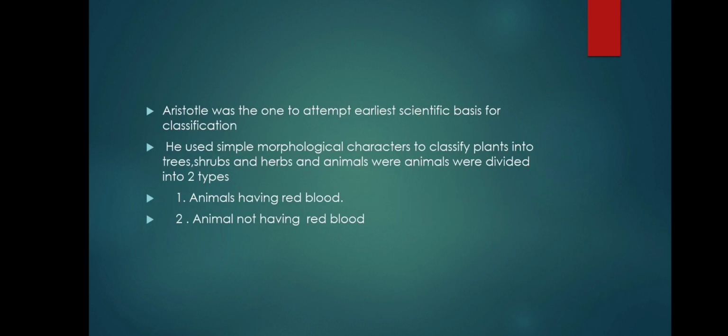Aristotle was one to attempt the earliest scientific basis for classification. He used simple morphological characters to classify plants into trees, shrubs, and herbs, and animals were divided into two types, that is, animals having red blood and animals not having red blood.